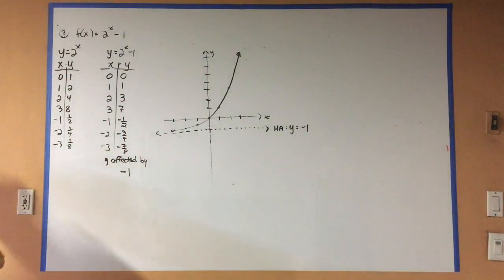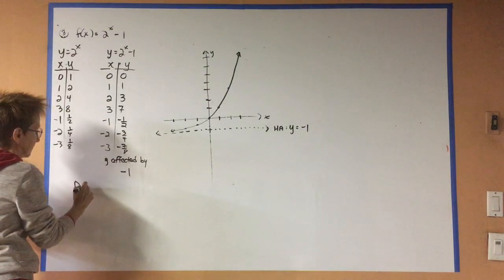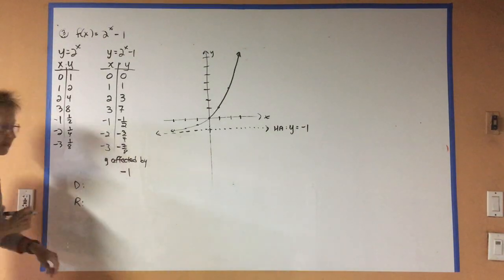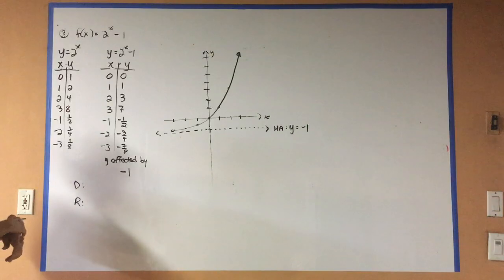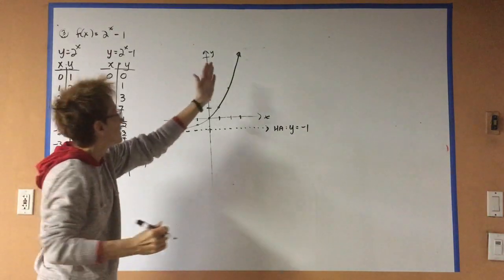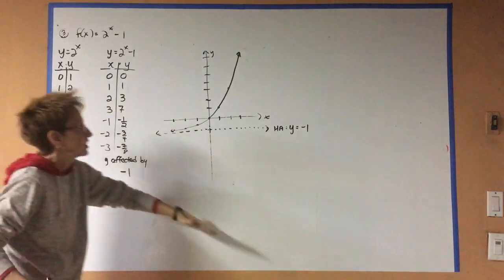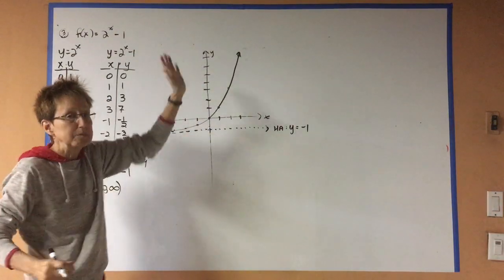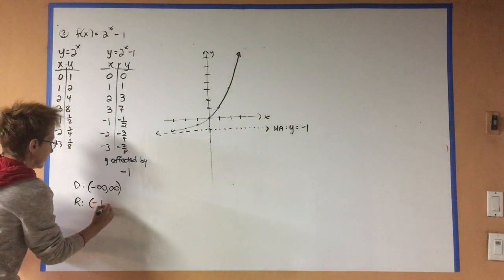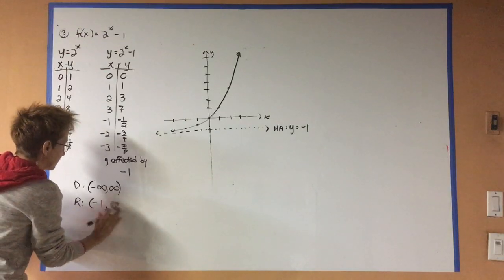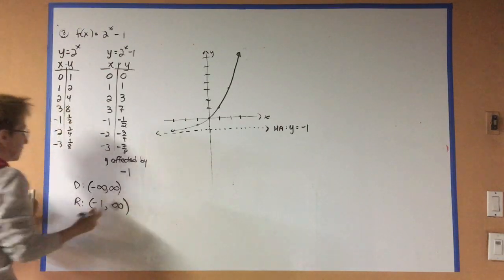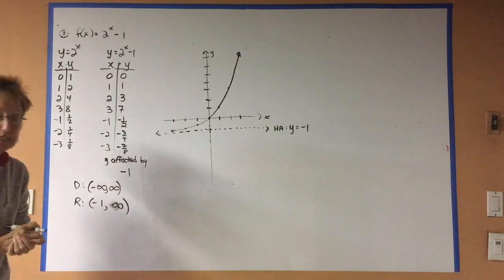And they want the domain and the range, and I should see only the range changing because the only thing I changed was the y. So the domain is still negative infinity to positive infinity. The range is now -1 and up, just not including the -1. So -1 to infinity instead of 0 to infinity.